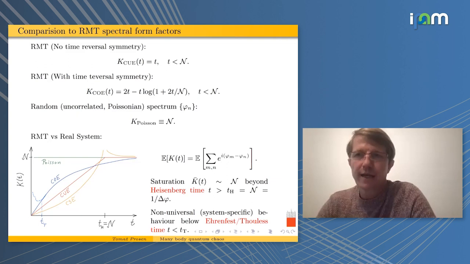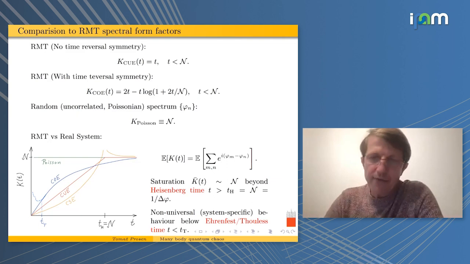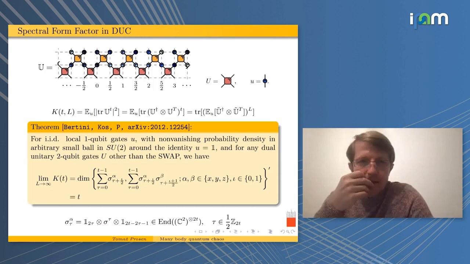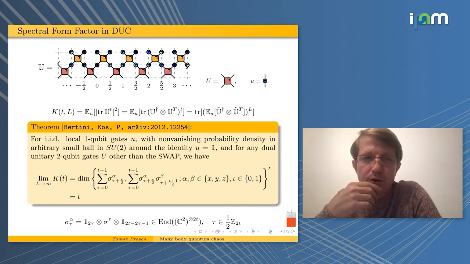I'll flash you later a statement of the theorem, but I'm not going into any further details on that. Okay, I just mentioned the theorem. This is basically a very recent result, which is kind of generalizing our first result on the kicked Ising model and much more, because it basically is a result about a class of dual unitary circuits.